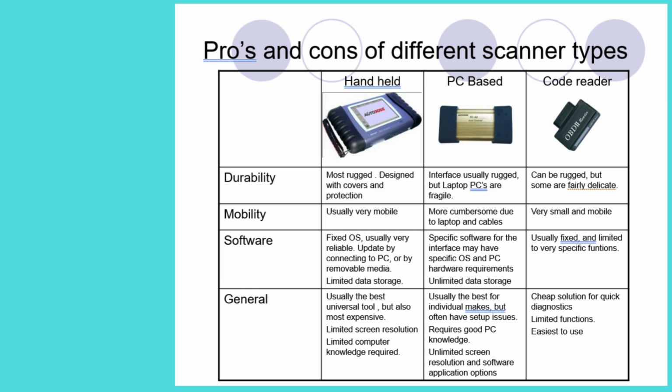In general, the handheld is the best universal tool, but is also the most expensive. It has limited screen resolution, but requires limited computer knowledge to operate. The PC-based is usually the best for individual makes, but often has setup issues. They require good PC knowledge. They have unlimited screen resolution and software application options. The code reader is a cheap solution for quick diagnostics. It has limited functions and is easiest to use.